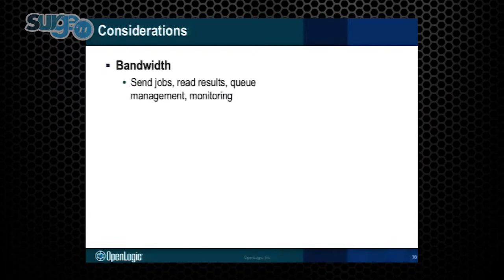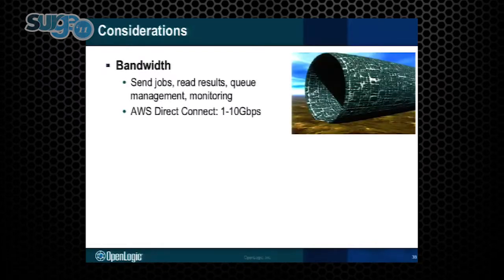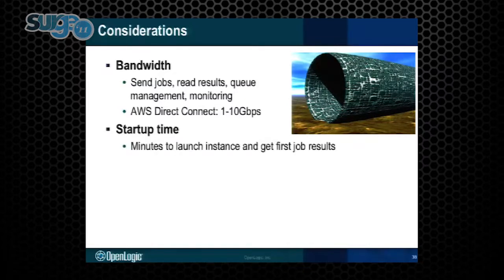Some considerations on bandwidth, for example. You're sending a lot of jobs. If these jobs are big, right, it could take time to send. That's bandwidth. You've got to get the results back. You've got to manage all those queues and monitor them. So you might want to look into AWS Direct Connect if you need a really big pipe. You can get dedicated direct 1 to 10 gigabit per second to Amazon. So that's a possibility. Startup time can be minutes. So again, use case specific, whether it works or not for you.